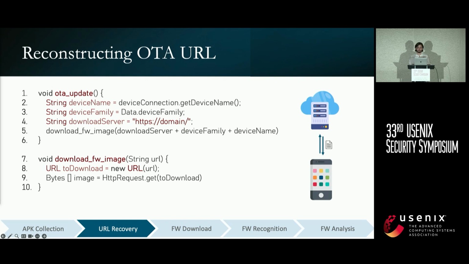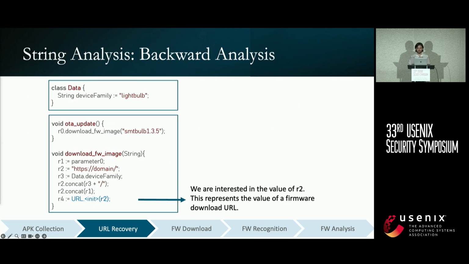With the APKs, we can now recover the download URLs. To recover the firmware, we must reverse engineer the app's code and reassemble the URL components. We chose to tackle this problem using backwards value set analysis, a technique that efficiently determines the set of possible values at various points in the program. At the bottom, highlighted in blue, we can see the call to a URL constructor using the register R2 as a parameter. So we are interested in determining the value of R2, as it contains the URL used to download the firmware.